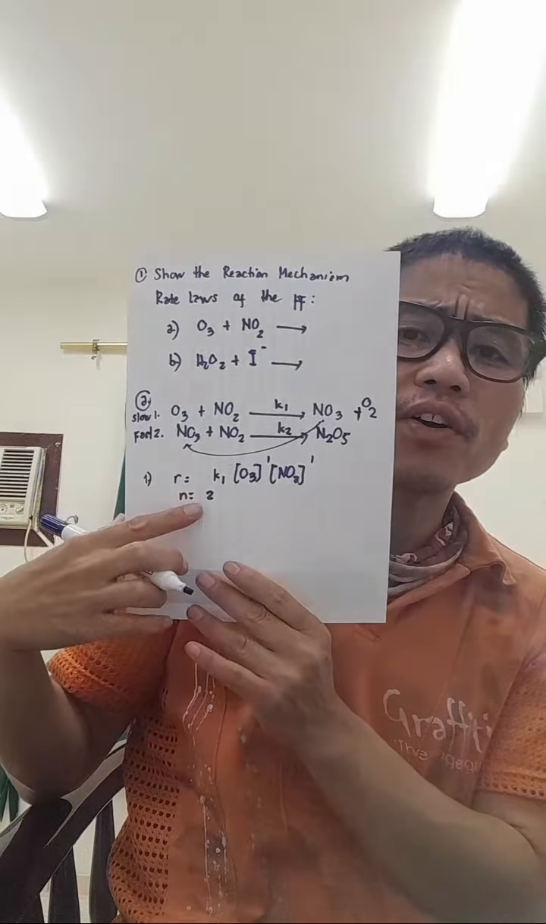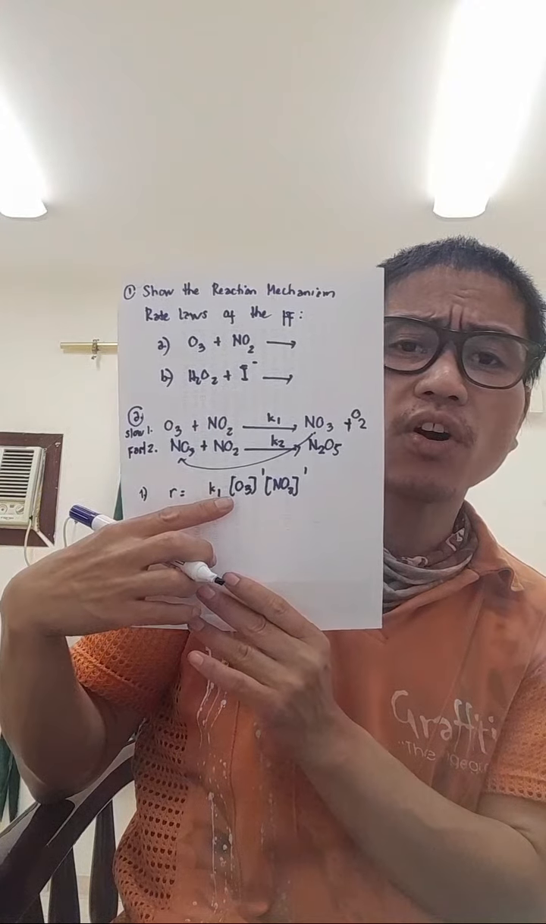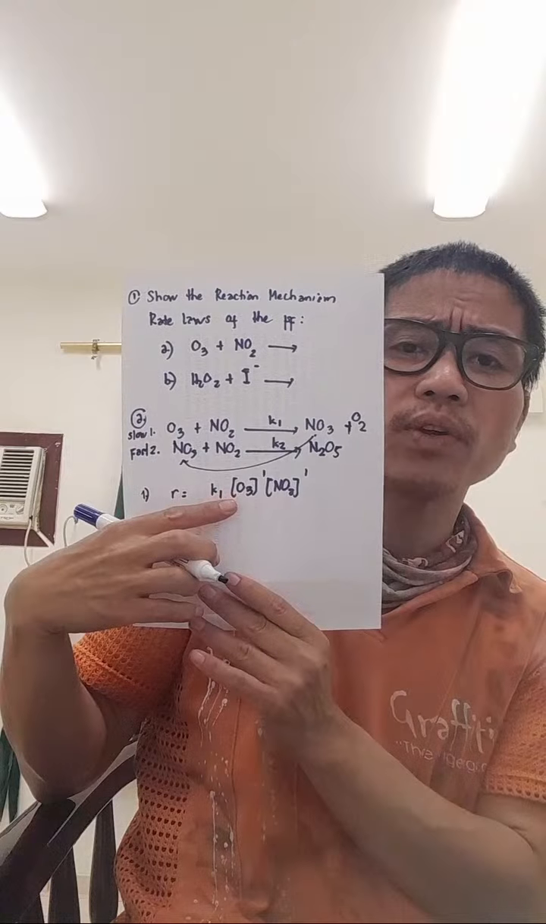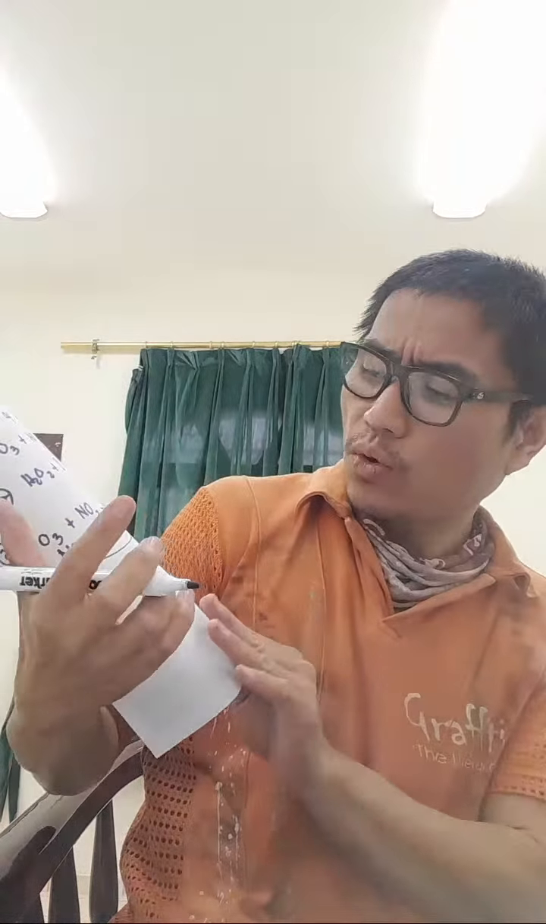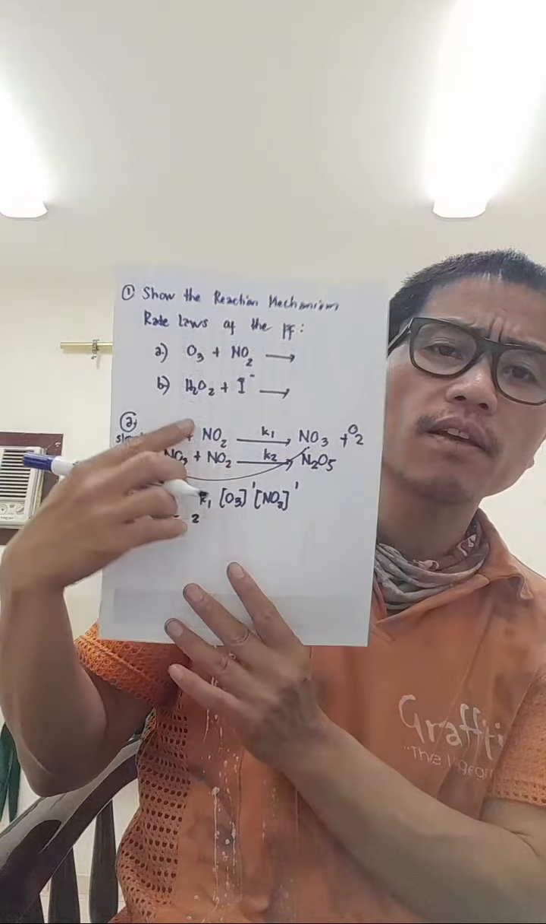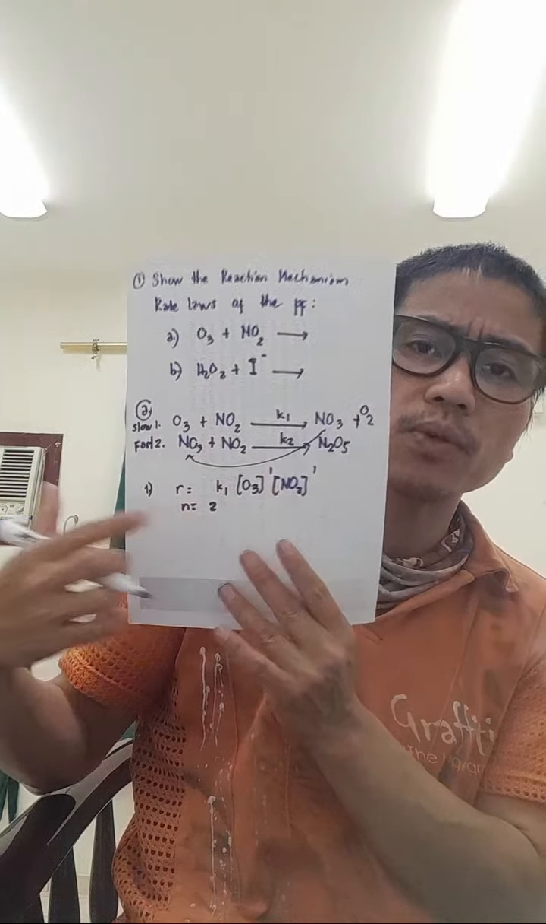Since the reactants are different, we can say the reaction order of ozone O3 is equal to 1. The reaction order of NO2 is 1 also. A total overall reaction order of 2. Just add: reactant 1 plus reactant 2.